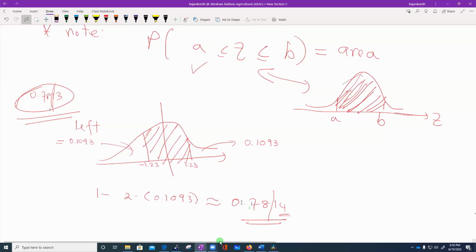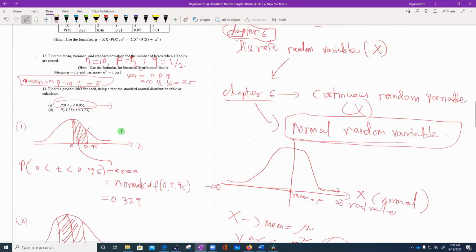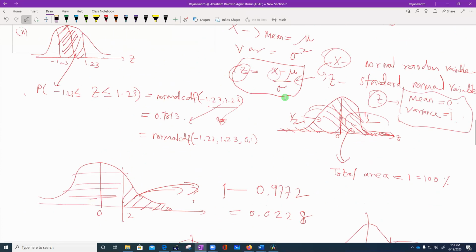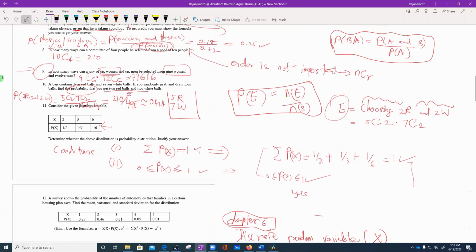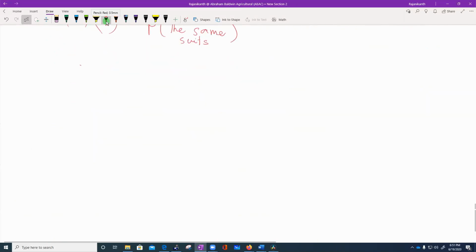Anything else? Can you go over number 5, part B again? I don't understand it completely. Okay, so the question is finding the probability of what? Is it the same suit or different suit? Read the question carefully. Are they asking about same suit or different suit? The cards are different suits. Different suits. So the actual question is finding the probability of different suits.